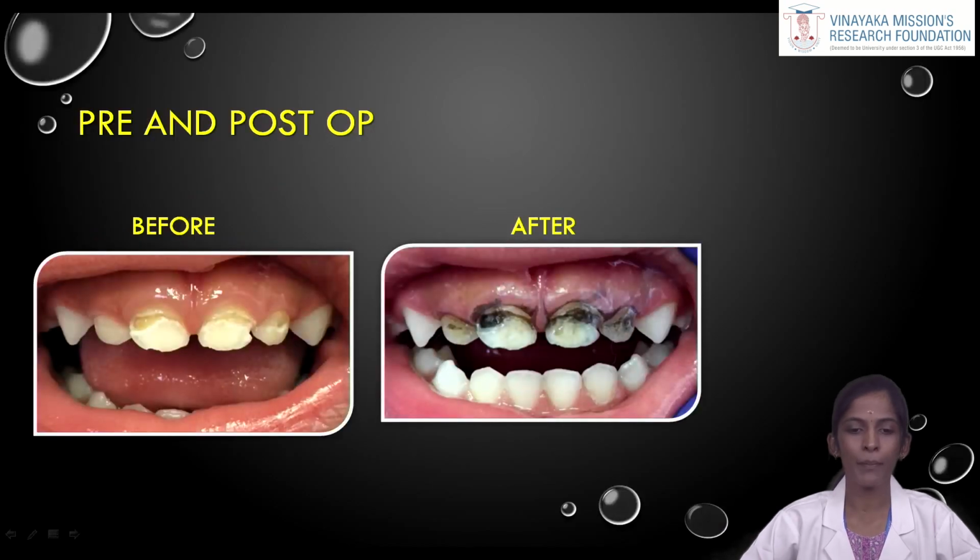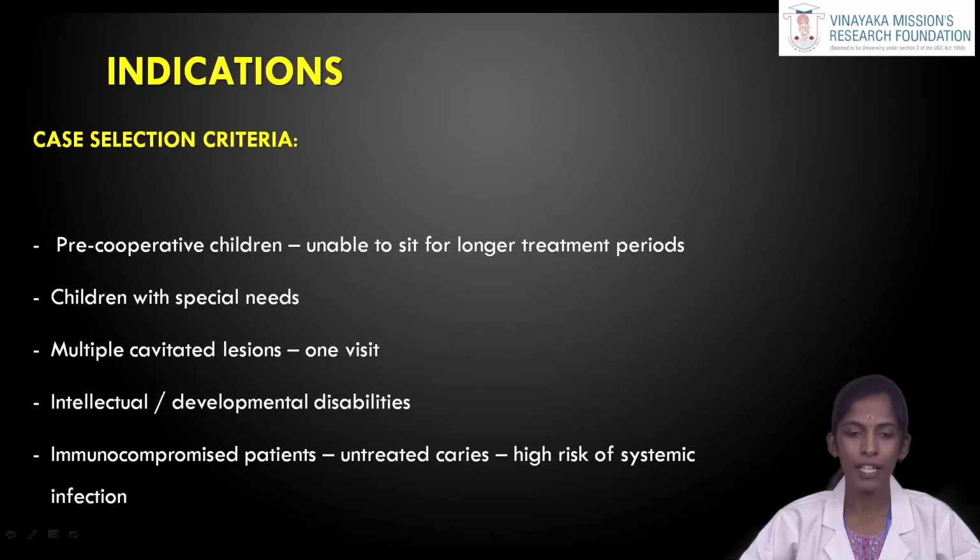This is a pre and post operative image, before and after application of silver diamine fluoride. The common indications for SDF application, first, the case selection criteria, include pre-cooperative children, who are unable to sit in a dental chair for longer treatment periods, children with special needs who cannot understand the terms and terminologies of the clinicians, multiple cavitated lesions which need to be treated in a single visit, and intellectual or developmental disabilities. Next are immunocompromised patients, where untreated caries might result in a high risk of systemic infection.